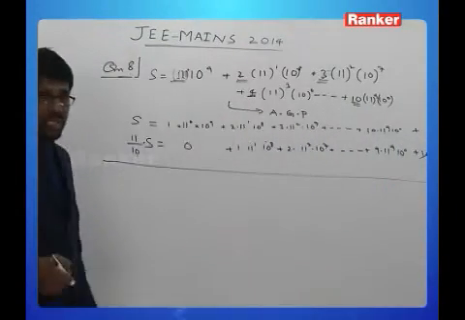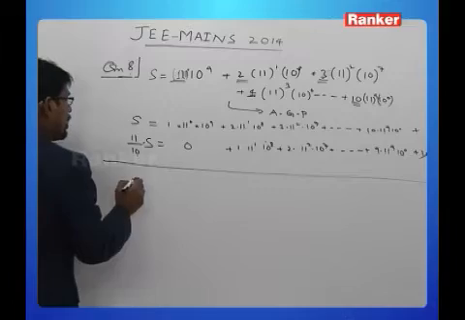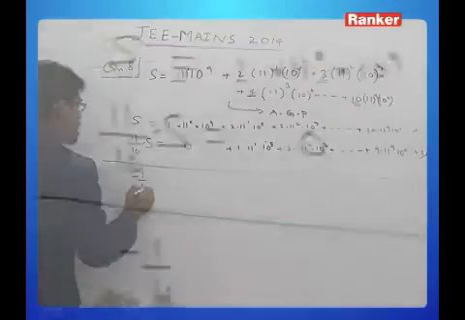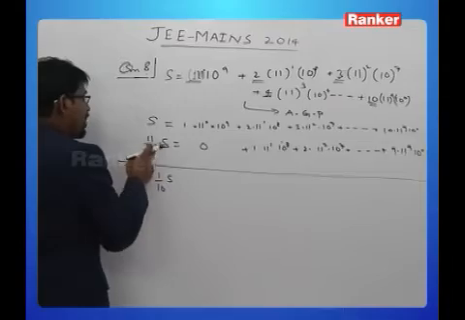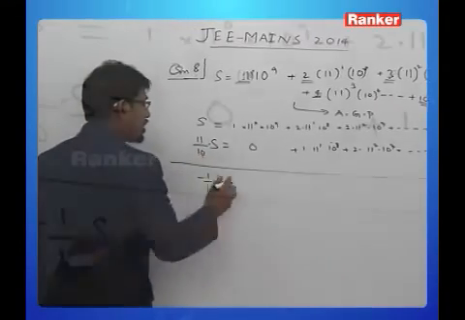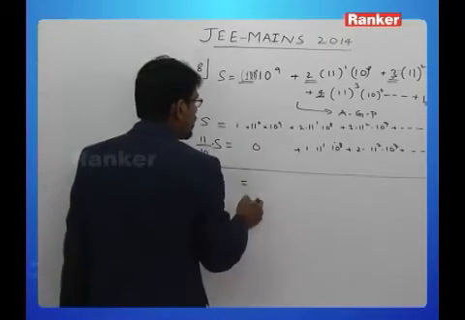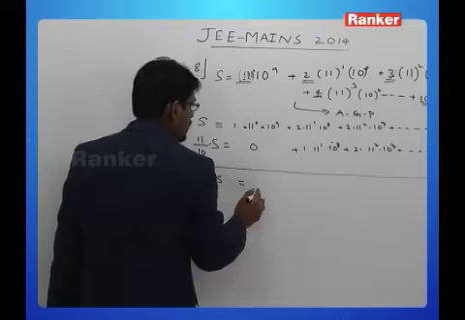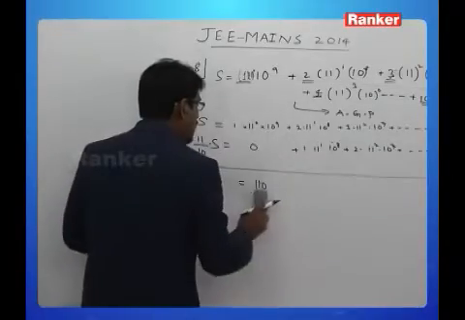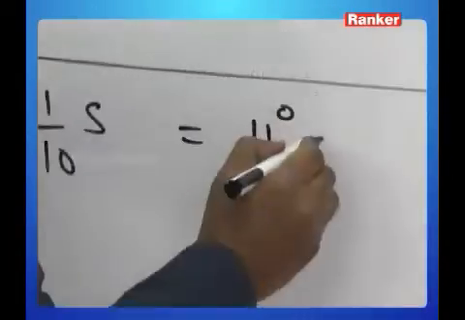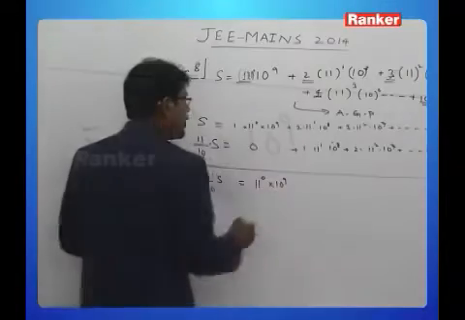I subtract one from the other. What do we have here? Minus 1 by 10s. Term by term, column by column, let's subtract. S minus 11 by 10 into S, we will have a minus S by 10. And we have here, what do we have here? This is 11 power 0 into 10 power 9. That's 10 power 9.